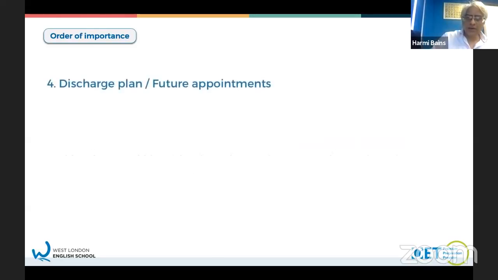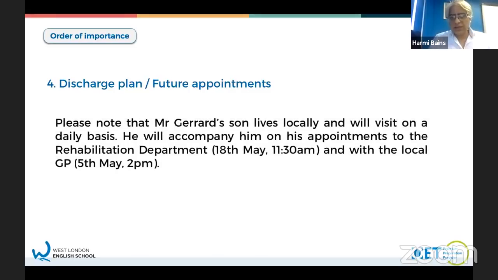And then you might have something like this in your final paragraph, where you're dealing with the discharge plan here, or the management plan, if you like. I'm going to talk about future appointments. Please note that Mr. Gerard's son lives locally and will visit on a daily basis. He will accompany him on his appointments to the rehabilitation department, the 18th of May, 11:30 a.m., and with the local GP on the 5th of May, 2 p.m.